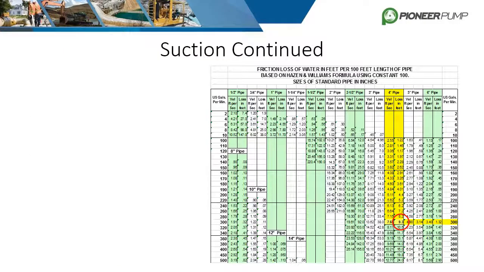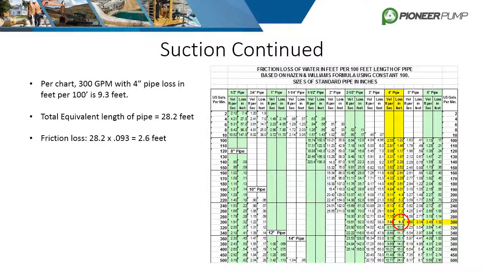Now that the total equivalent suction pipe length has been calculated, the next step is to find the pipe friction factor, usually expressed in the head loss per 100 feet of pipe. The friction factor for 4-inch pipe and a flow rate of 300 gallons per minute is 9.3 feet per 100 feet of pipe as shown in the table. 9.3 feet divided by 100 feet gives us 0.093 feet, the feet of head lost per foot of pipe. When we multiply the total equivalent length of pipe by 0.093, we get 2.6 feet. The total dynamic suction head is the static lift of 10 feet plus the friction loss of 2.6 feet, totaling 12.6 feet.